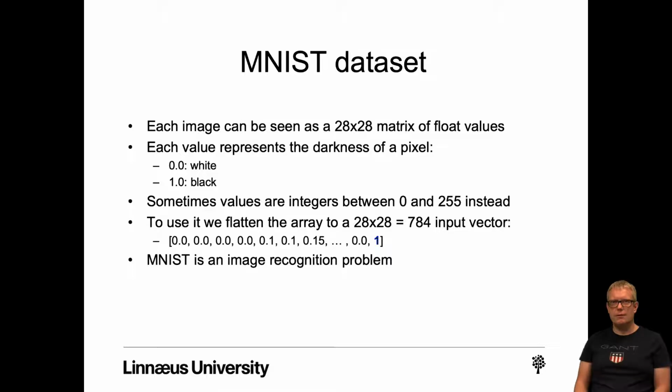To use the dataset, we need to flatten the input array to an input vector of 28 times 28, which is 784 values. So all these 784 values are the inputs, and they are mapped to one output value, the actual digit 0 to 9. So quite lots of input values compared to the iris dataset, where we only had 4 attributes. And MNIST is what we call an image recognition problem.